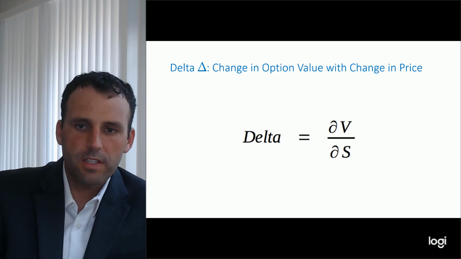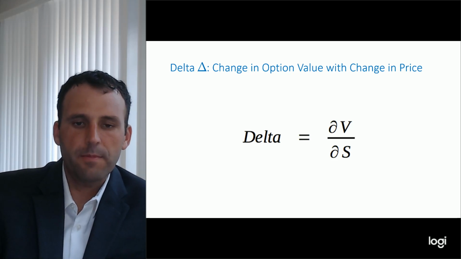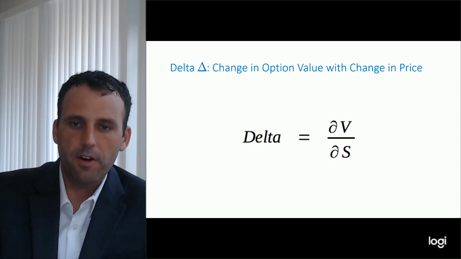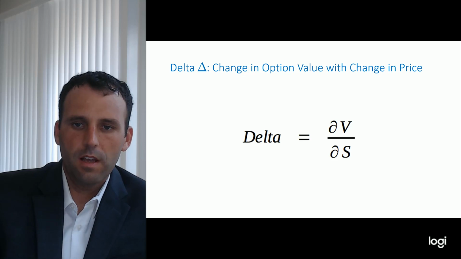Delta is simply just the change in the option value with the change in price. And so basically, delta is going to be always between 0 and 1. If the delta is 1, that means for every dollar a stock goes up, the single option will go up $1. And if it's 0, it means they're not correlated at all.